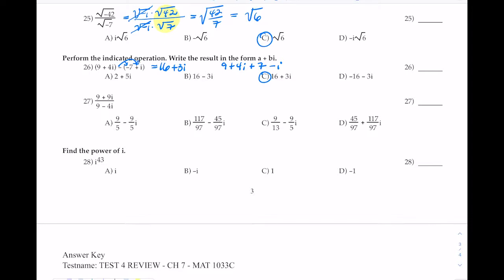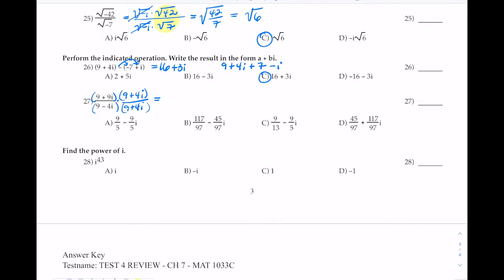In 27, you're going to rationalize. You're going to get rid of that denominator. So we're going to multiply by, this time, what's called the complex conjugate. You're just going to change the sign of the denominator. And it's going to do the same thing that happened when we have radicals, where it will cancel out the middle term.